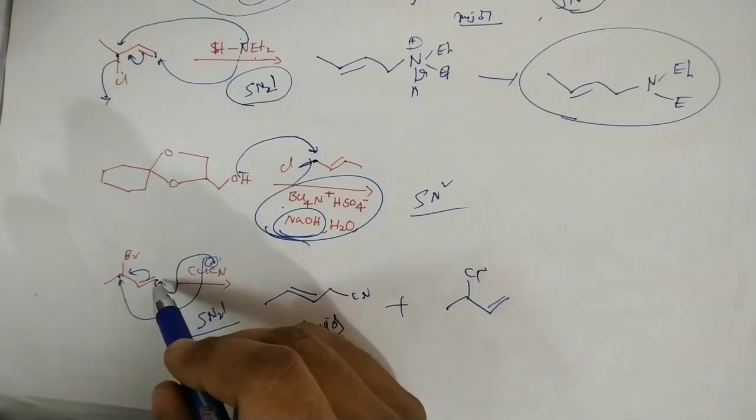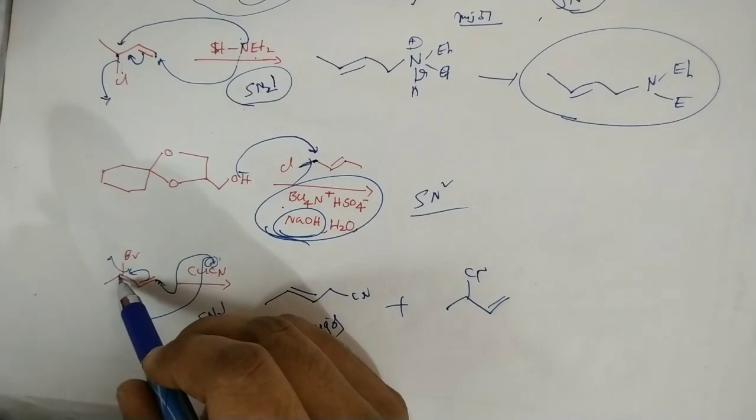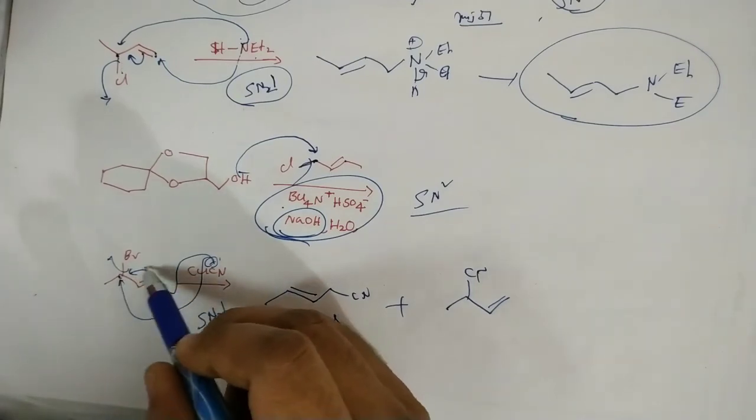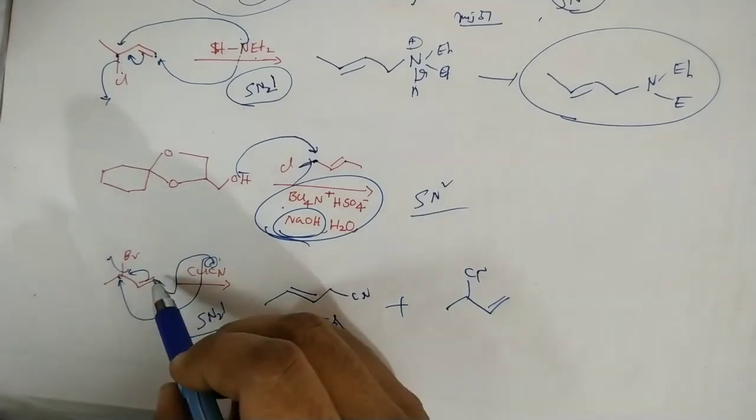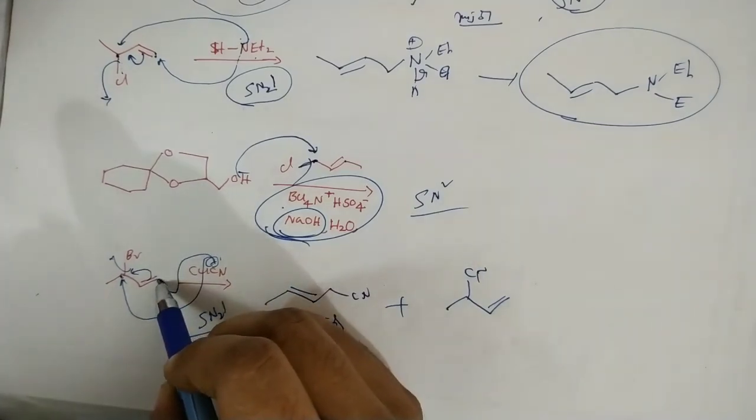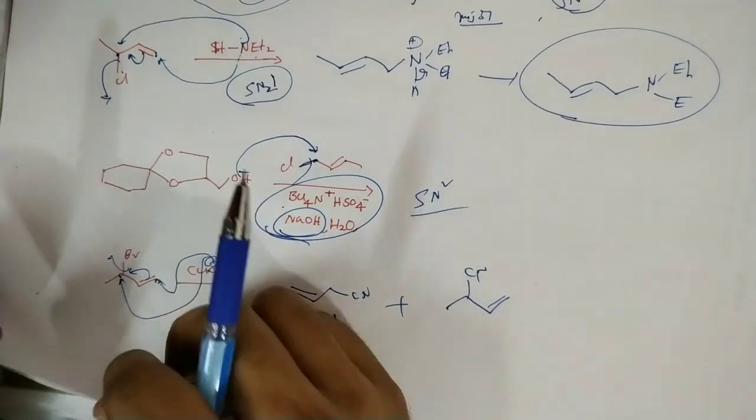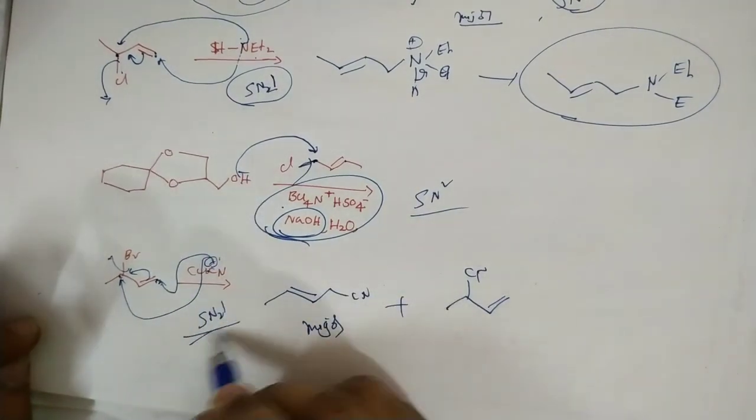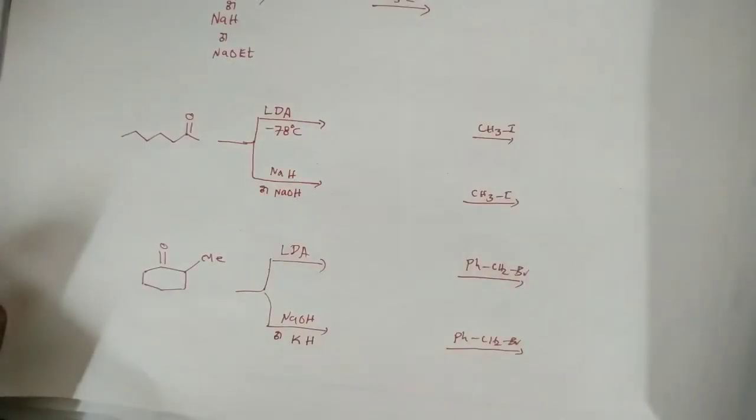So CN minus majorly attacks on this carbon. So by leaving out the Br minus here, this one carries a positive charge. Then migration of this pi electron, that means shifting of these pi electrons, so this one carries a positive charge, that is readily attacked by the CN minus because it is a less hindered carbon. So it is an SN2 prime reaction. Okay, that's it. So next.